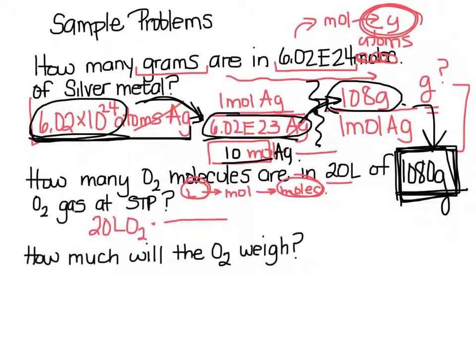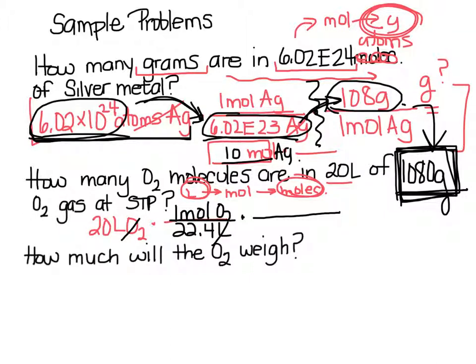So it doesn't even matter what gas we're starting with here. So 20 liters of oxygen, our conversion to get from liters to moles is that 1 mole of oxygen, or any gas, is 22.4 liters. If we were to stop here, our answer would be in moles.